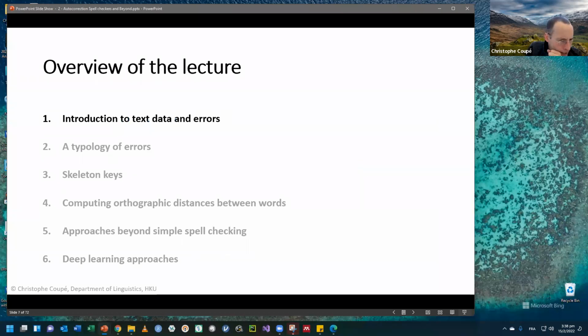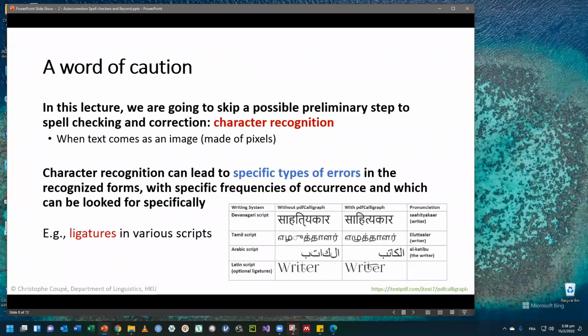Now that I'm done with that, let me introduce text data and errors, broadly speaking. First, I'm going to skip character recognition because actually this is more about computer vision than language processing. You have text as an image, text made of pixels in a way. Then you can apply character recognition to extract the letters and the words and the sentences from the pixels.